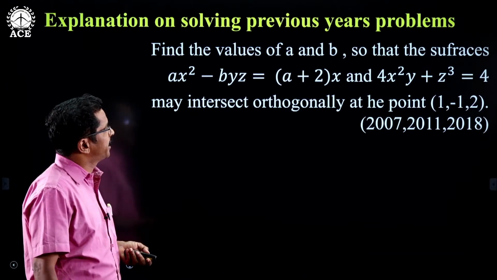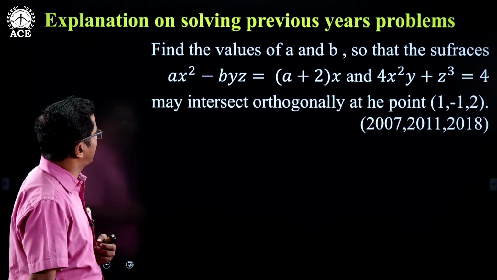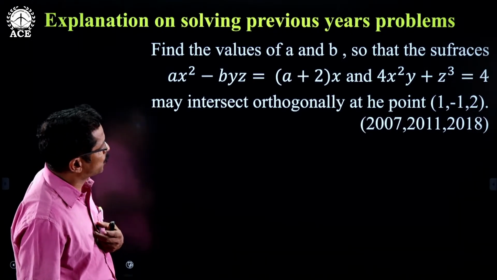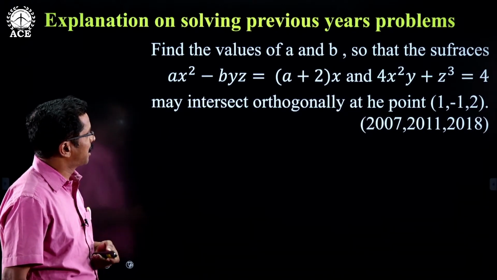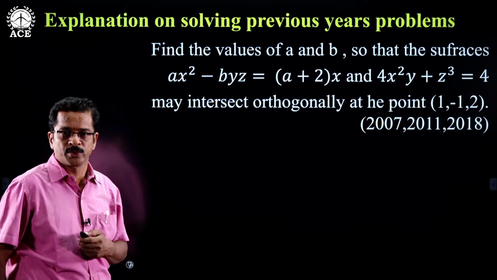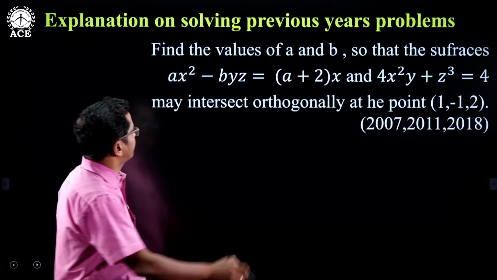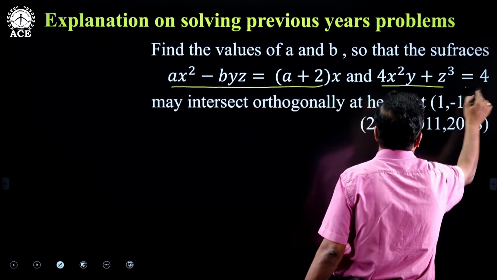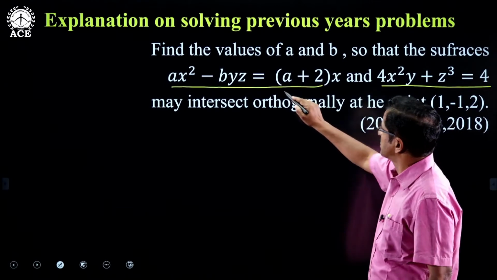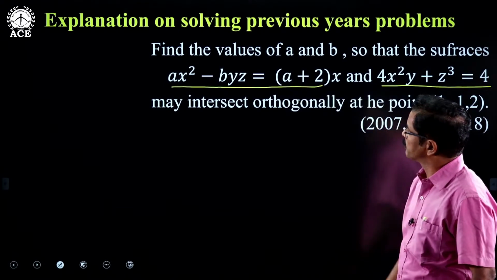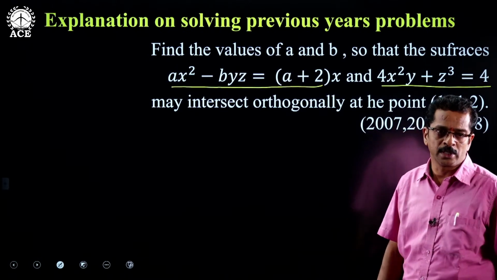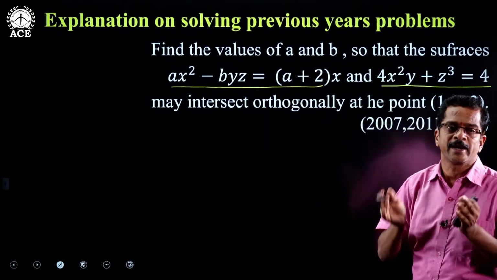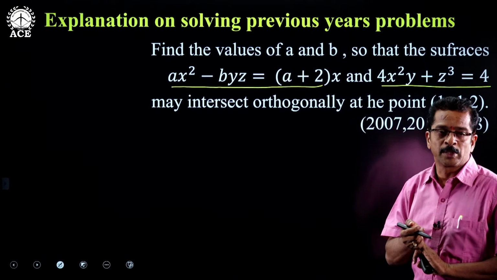Find the values of A and B so that the surfaces ax square minus byz equals a plus 2 into x and 4x square y plus z cube equals 4 may intersect orthogonally at the point 1, minus 1, 2. So we have two surfaces. This is one surface function and this is another surface function. For these two surface functions, you will get normals. Those two normals are orthogonal to each other, meaning they are intersecting orthogonally, perpendicularly.